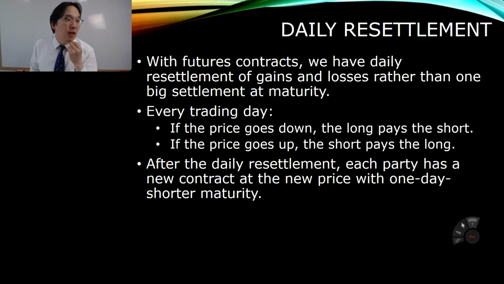No. Okay. You take that risk until the end, and then get screwed maybe. Okay, that's risky. But in the futures, the organized exchange works for you, right? To secure everything like that. Every trading day, if the price goes down, the long pays the short. It's a zero-sum game. If the price goes up, the short pays the long. And after daily resettlement, each party has a new contract at the new price with 1 day shorter maturity.